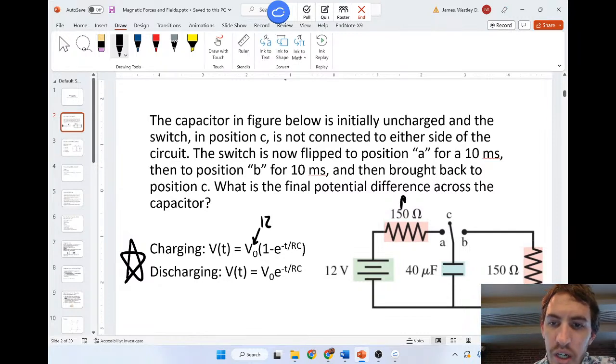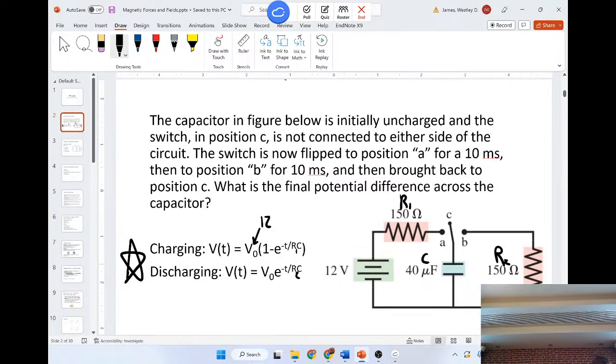So this is R, this is C, this is also R. If you want, I can call this one R1 and I can call this R2. In this problem, they are the same. They're literally both 150. So you will get the voltage that it's charged with. Then you will take that number and you will plug that in here. That will be your new V0.